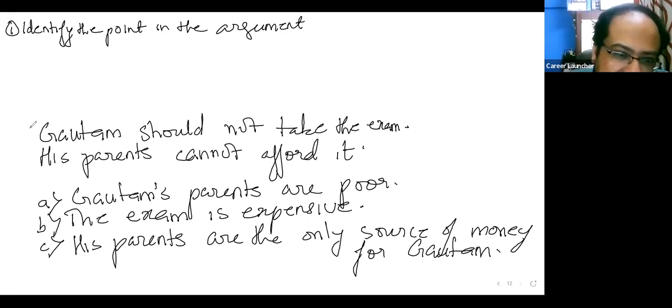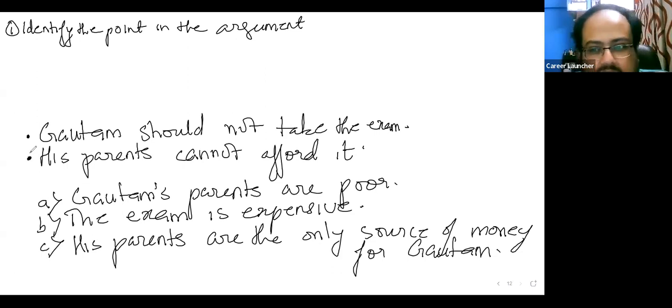Because we have just discussed one of the criteria that it should lead to the point. It should justify the point. So I need to know what the point is first. So tell me, in the argument, Gautam should not take the exam, his parents cannot afford it, is the first sentence the point or is the second sentence the point? Because one sentence is the point and one is the reason. That is the first thing that we have to be clear about.